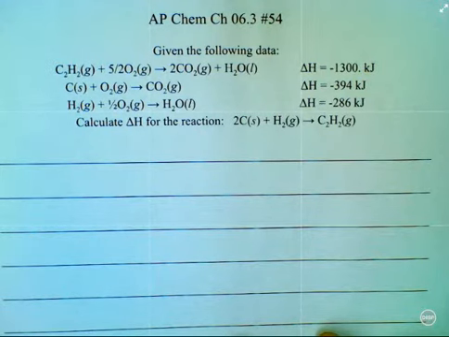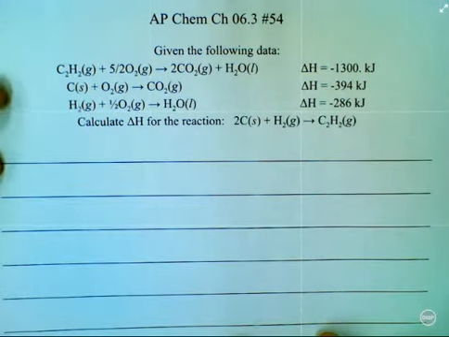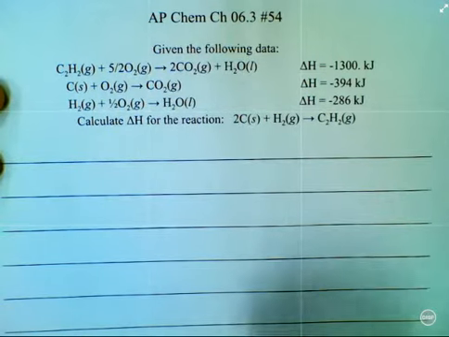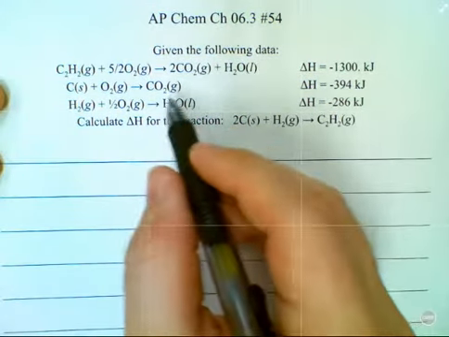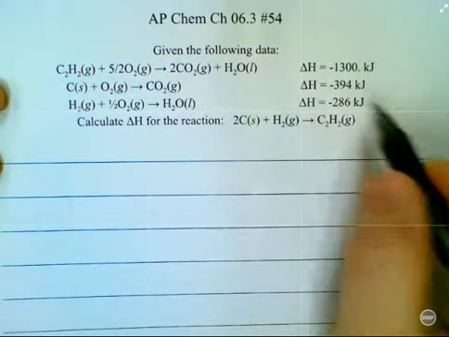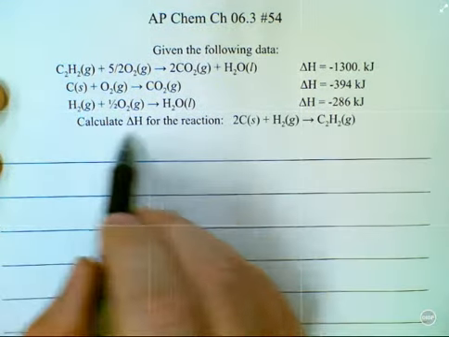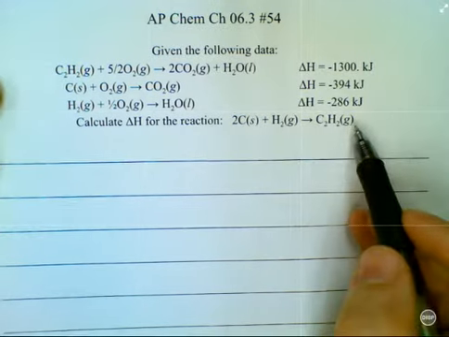This is number 54 in section 3 of chapter 6, the problems at the end of the chapter. It's given the following data. You have these three reactions and the delta H's for those reactions. Calculate delta H for this overall reaction.